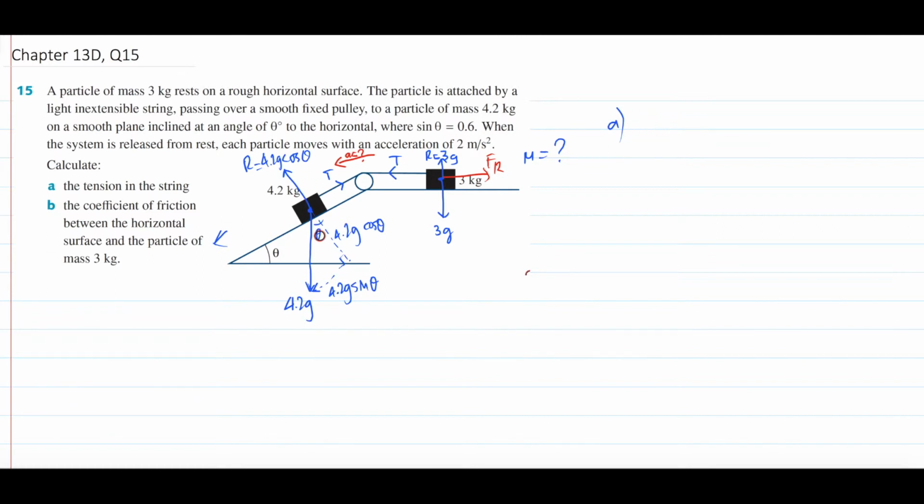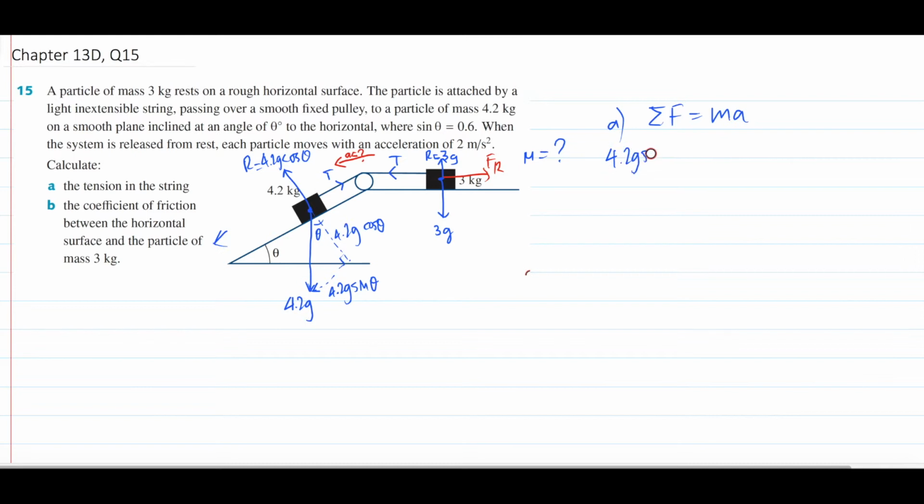Okay, so what are the forces affecting this? Well, there's tension going up the plane, but then going down the plane, there's a 4.2g sine theta, okay? You don't need to worry about the reaction force and this 4.2g cos theta here because they balance out, it's not moving the object. Right, so Newton's second law of motion, F equals ma, resultant force, we have to find which one's the bigger force, which one's the smaller force. Since we know the acceleration is going down the plane, then this force down the plane must be bigger than tension. So you start off with that.